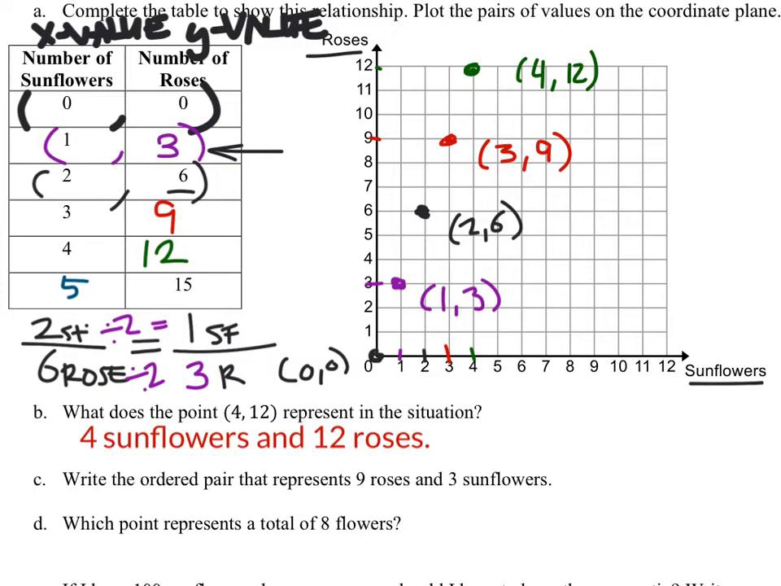Write the ordered pair that represents 9 roses and 3 sunflowers. We already have that up there, but sunflowers was the x value and the roses y value, so 3, 9, which was this point right here. Which point represents a total of 8 flowers? Well, sunflowers and roses are both flowers, so we need 8 total flowers. Looks like that would be 2 sunflowers and 6 roses, so that's 2, 6.